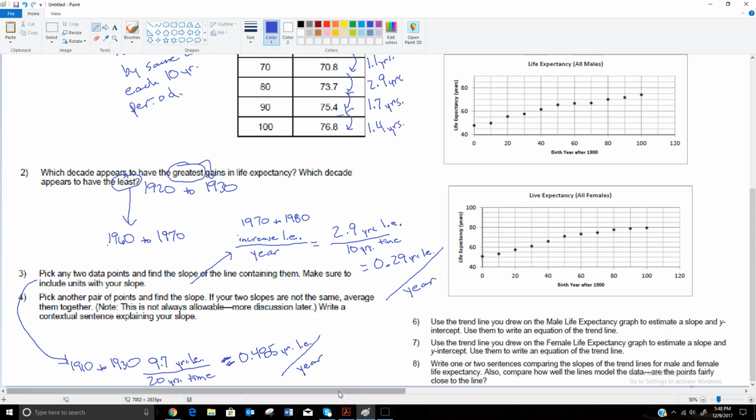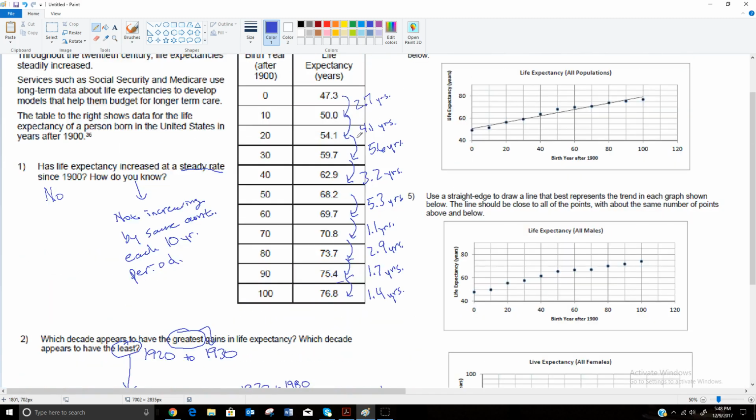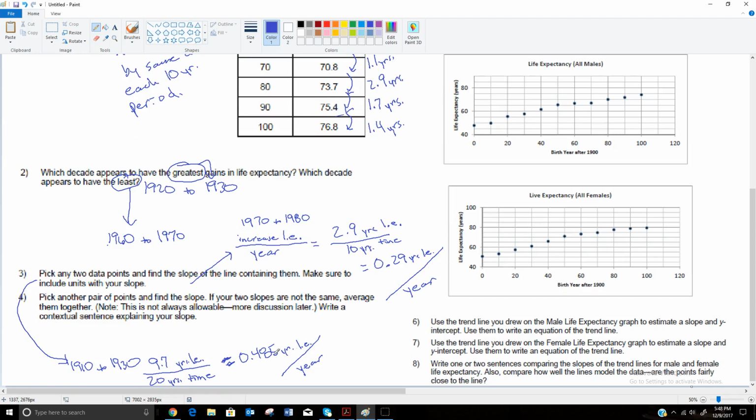Now, the 0.485, if you go back up here, remember if you went from 10 to 20, you got 4.1, and 20 to 30, you got 5.6. You notice that the 0.485 that we got is in between that, because it was basically combining those 2 decades together and averaging them together. It says pick another pair of points and find the slope, which we already did. If your 2 slopes are not the same, average them together. So we could go from here and average those together.